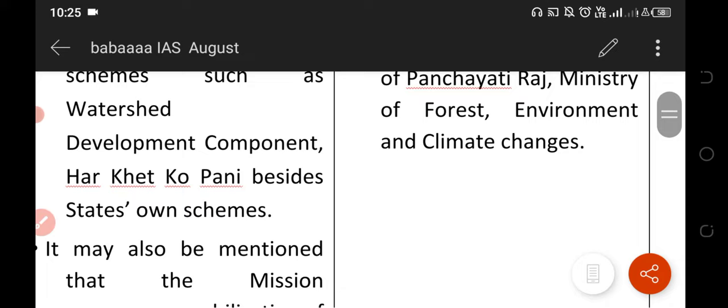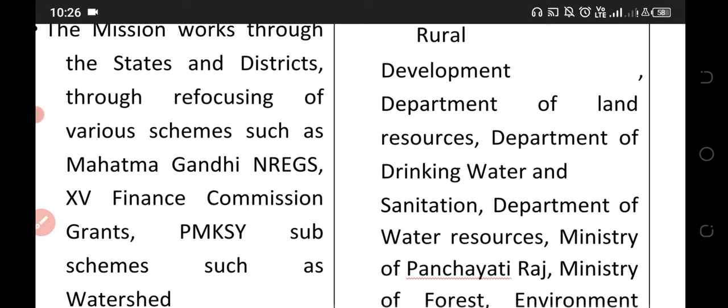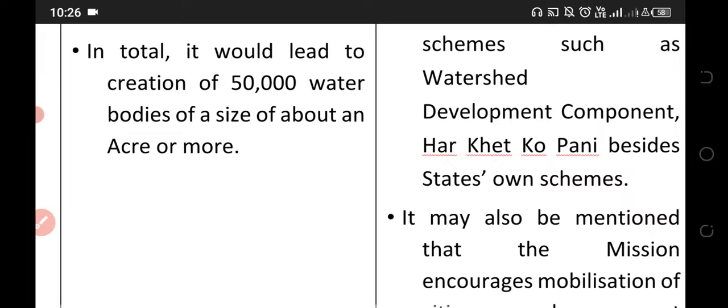The mission has been launched with a whole-of-government approach in 6 ministries and departments, namely the Department of Rural Development, Department of Land Resources, Department of Drinking Water and Sanitation, Department of Water Resources, Ministry of Panchayati Raj, and Ministry of Environment, Forest and Climate Change. Many ministries are working together.